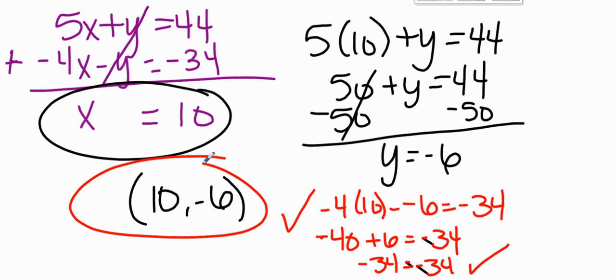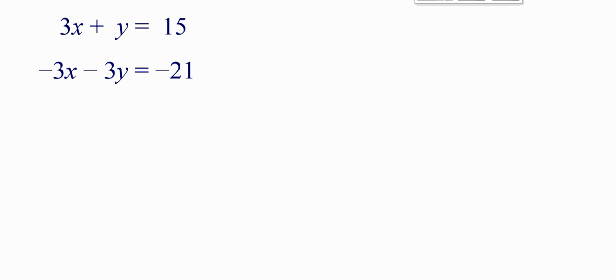Let's look at this problem. I have 3x plus y equals 15, and negative 3x minus 3y equals negative 21. I have opposite coefficients on the x. 3 and negative 3 are opposite. So that's what I want to eliminate. And since they're already opposite, that just means I can add the two equations.